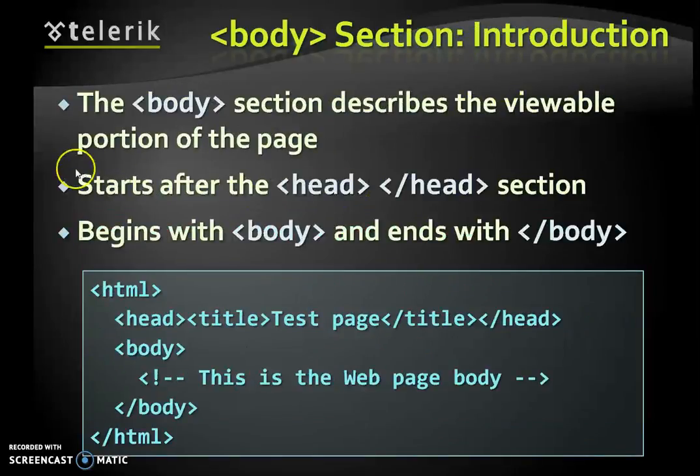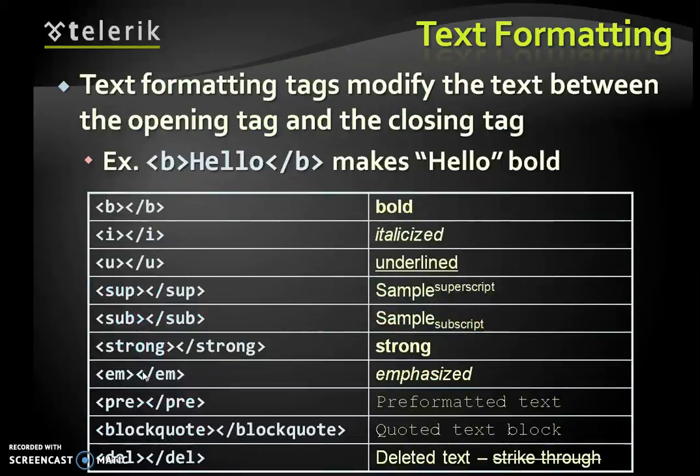Body section. The body section describes the viewable portion of the page. It starts after the head closing tag. The section begins with body and ends with /body. This is the example. Here after the head section, the body restarts, and this is the page body, closing with /body.